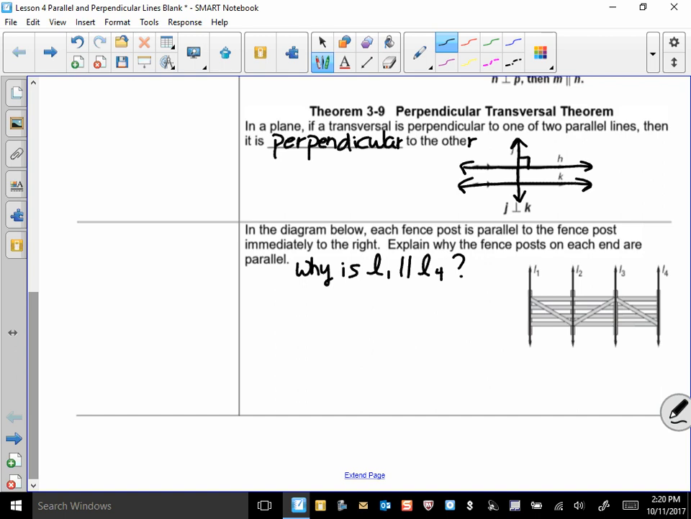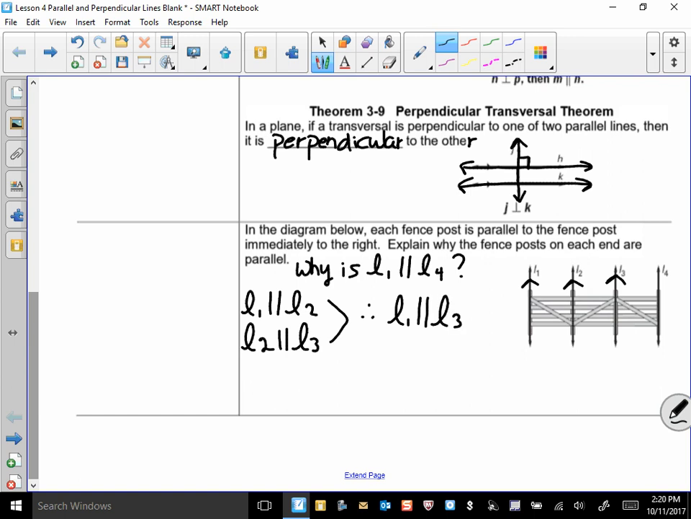Okay, so it's given that L1 is parallel to L2, right? They tell me each fence post is parallel to the one immediately to the right. So I know that these two are parallel. All right, I also know that L2 is parallel to L3. That's also given, right? And so now, look, I'm going to stop and I'm going to use that first new theorem that I learned. Since I know these two things, I'm going to say, therefore, L1 is parallel to L3.